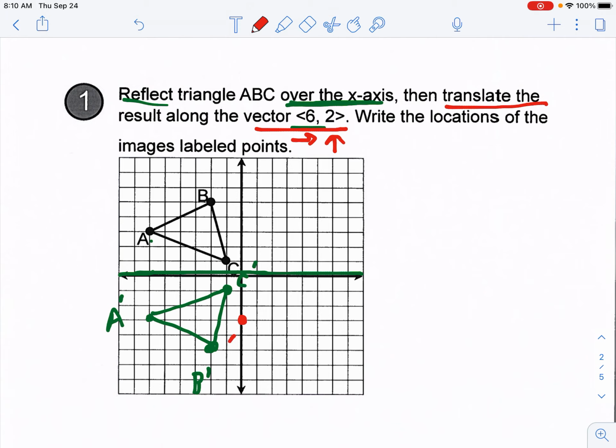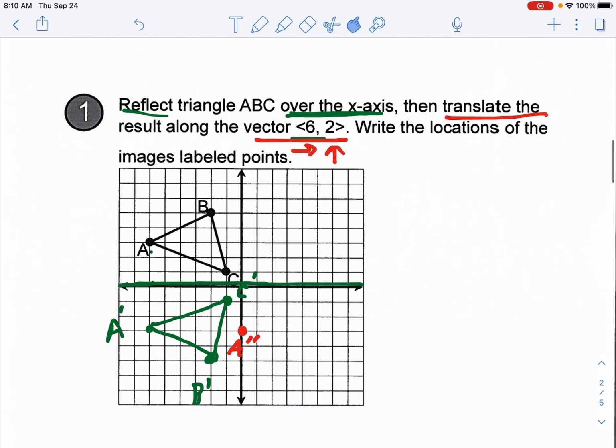Okay, that would be our A double prime now. Let's do B prime. 1, oops, I forgot to go up 2, didn't I? My fault. Let me redo that. Let's go back and start that one over. Here we go. 1, 2, 3, 4, 5, 6, and then up 1, 2. So A double prime lands right there, and I'm going to make a little note above it.